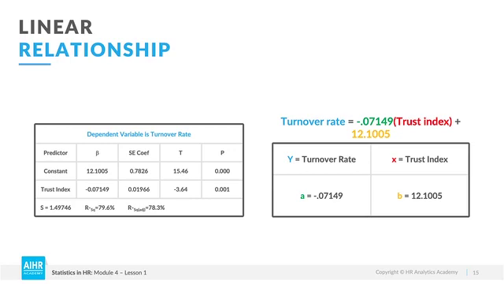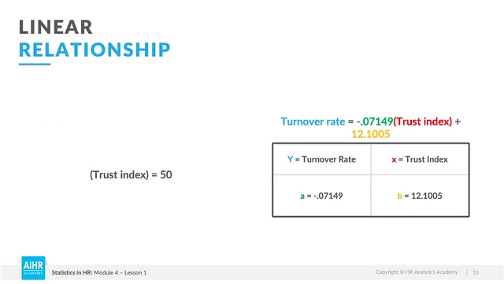Let's say you find another company and collect the data on the trust index. You find out that this is 50. What does this model predict the turnover rate will be for this company? Pause the video, take a few seconds, and then I'll give the answer.